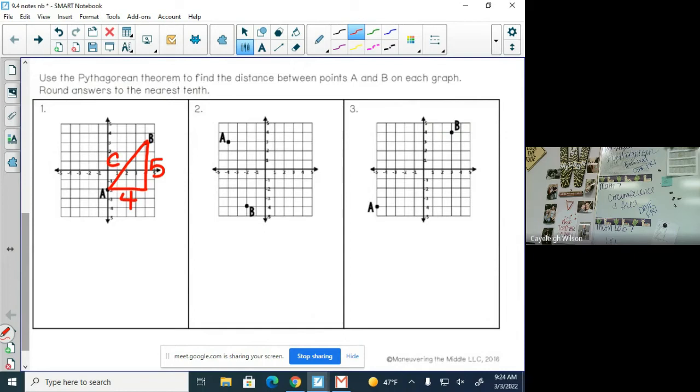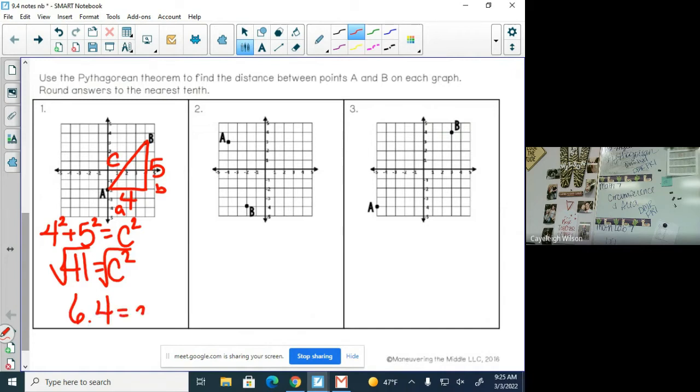So it doesn't matter which one's A and B. A squared plus B squared equals C squared. So that's 16 plus 25, that's 41. So 41 equals C squared. And then what should I do to find the diagonal now? Square root it. So I'm going to square root that 41 on my calculator, and I get 6.4. So my hypotenuse is 6.4.